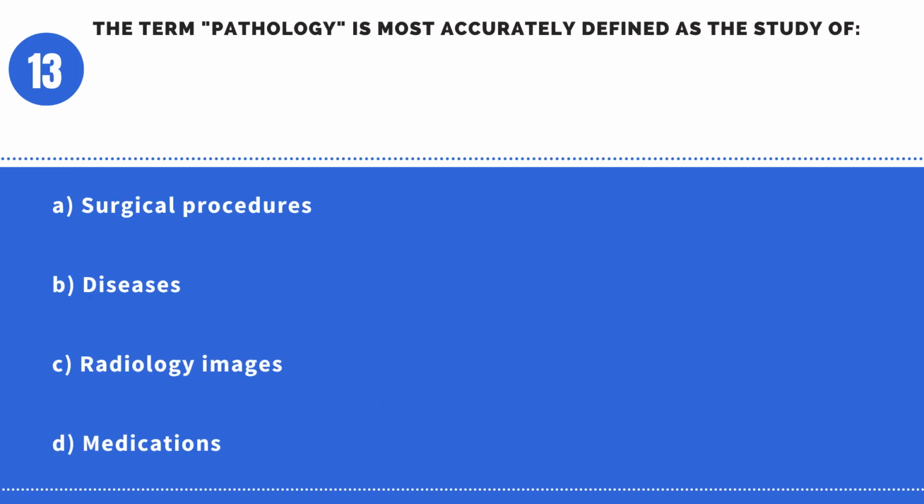Question 13. The term pathology is most accurately defined as the study of A. Surgical procedures. B. Diseases. C. Radiology images. D. Medications.